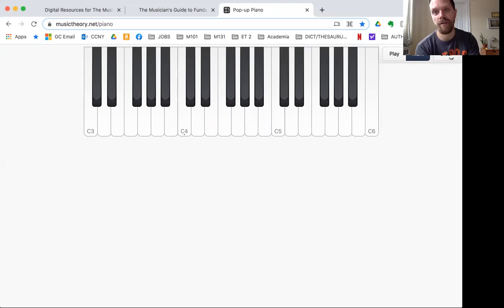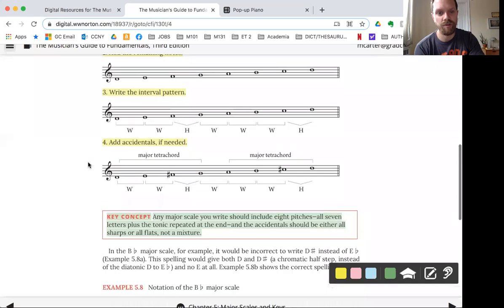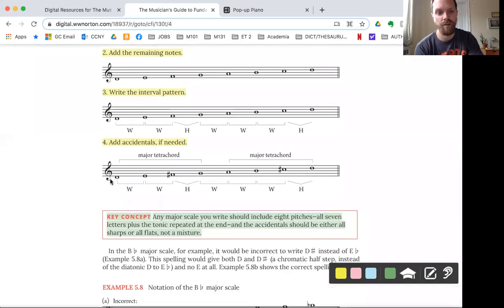So if I clear this again, so you can hear it. So that's our D. Whole, half, whole, and again, whole, half. Our D major scale. Okay, and your book shows what it looks like on notation, right?